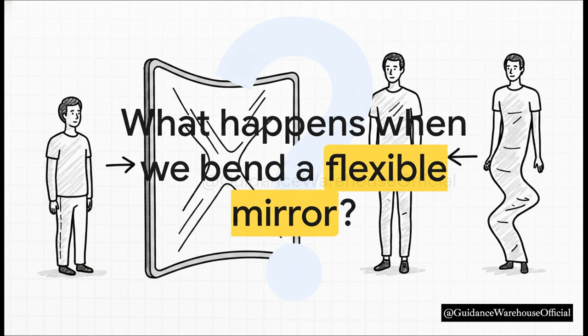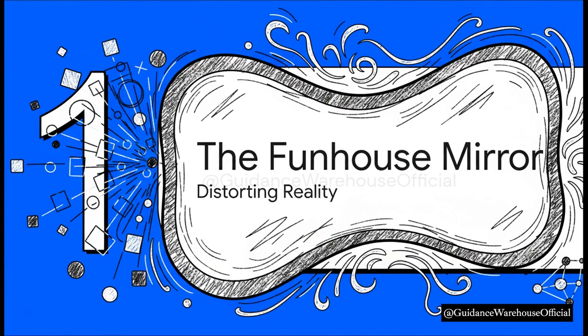Well, just like that flexible mirror distorts a physical image, we can systematically distort mathematical functions to better model real-world objects that are constantly changing rather than just staying static. All right, let's jump right into Section 1, the funhouse mirror concept.